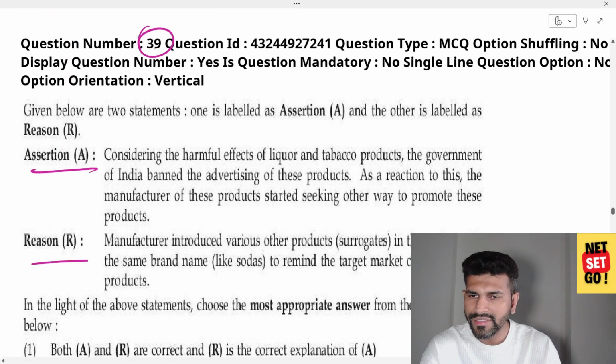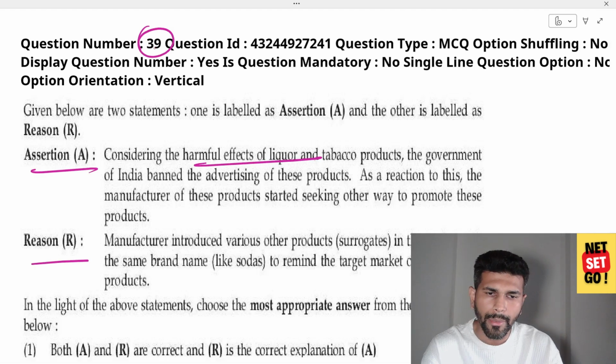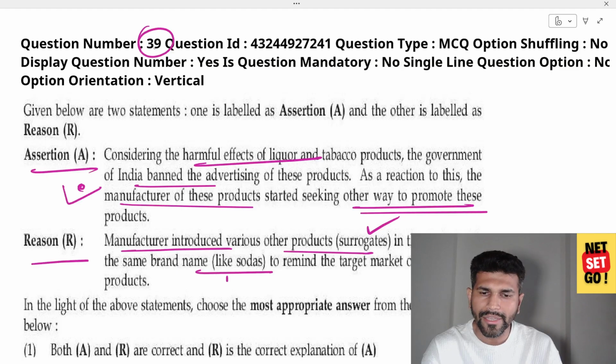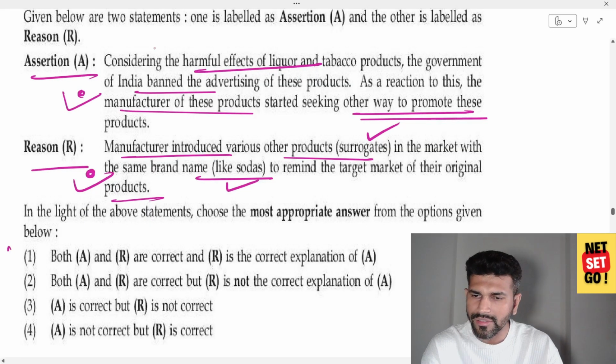Next, assertion reason. Considering the harmful effect of liquor and tobacco products, the government of India banned the advertising of these products. As a result of this, the manufacturers of these products started seeking other ways to promote these products. Correct? It is called surrogate advertising. Reason: The manufacturers introduced various other products, that is surrogate, in the market with the same brand name, like soda, to remind the target market of their original products. Correct? So both are correct and R is also correct explanation of A. So option 1 is correct answer.